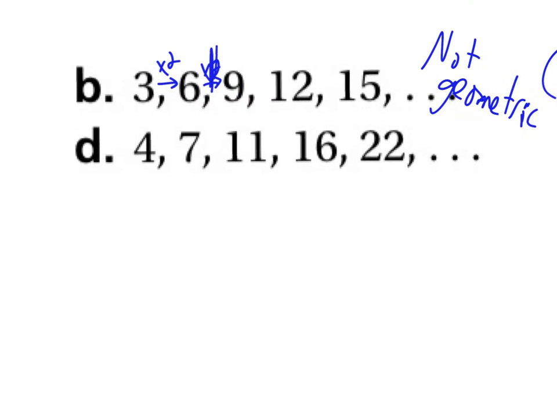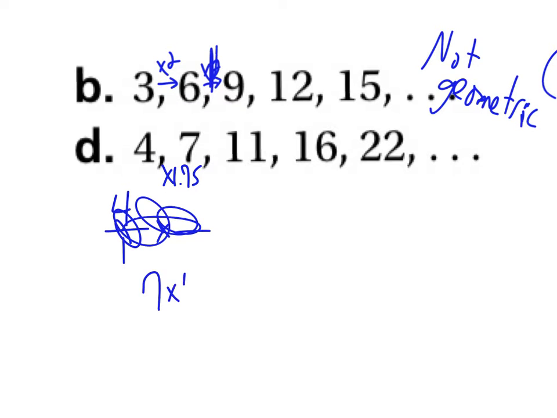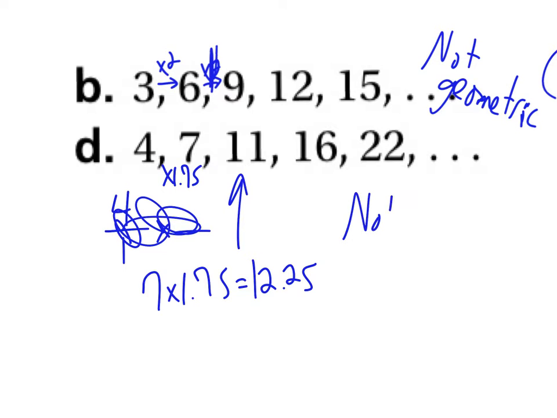And then part D. So this we're trying to get from 4 to 7. That's not real nice. And you might think, well, I'm going to have this crazy decimal if I divide 7 by 4, but it's actually 1.75, so we could just go that route, say it's times 1.75. But then 7 times 1.75 is 12.25. We were wanting it to be an 11, so this is not geometric.